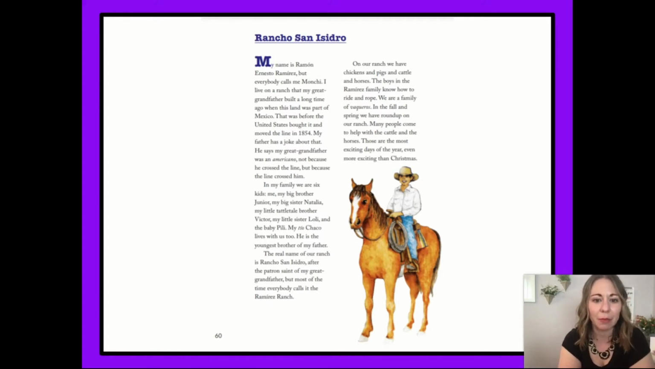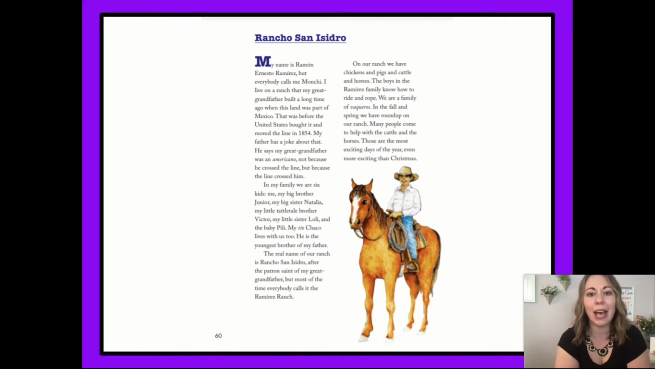In my family, we are 6 kids. Me, my big brother Junior, my big sister Natalia, my little tattletale brother Victor, my little sister Loli, and the baby Pili. My Tío Chaco lives with us too. He is the youngest brother of my father. The real name of our ranch is Rancho San Isidro, after the patron saint of my great-grandfather, but most of the time everyone calls it the Ramirez Ranch.